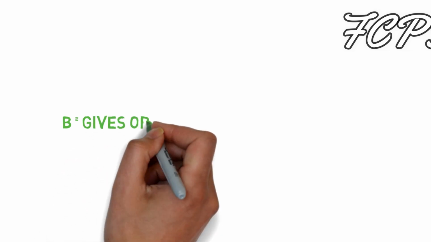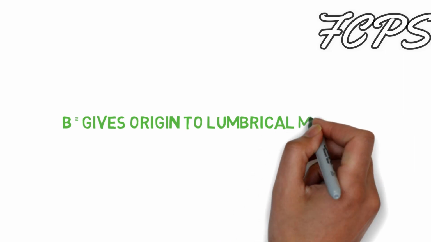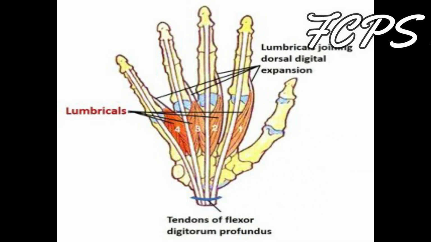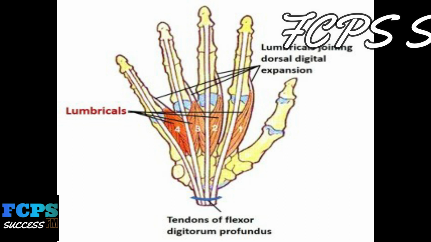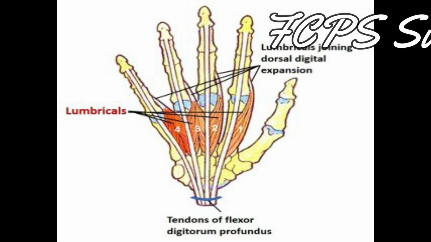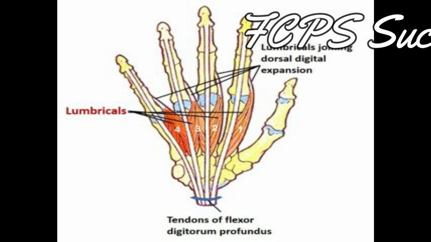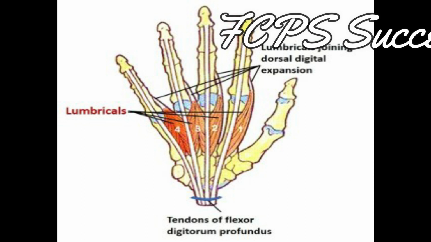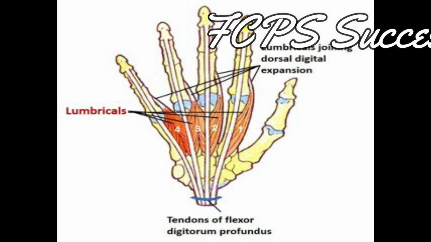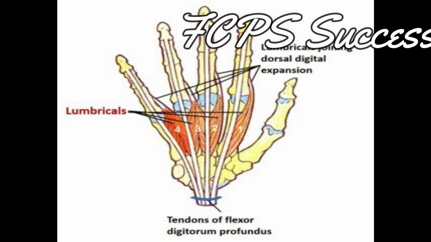So the correct answer in this scenario is option B. It gives origin to lumbrical muscles. Rest of the options are false because it is attached to terminal phalanges of fingers 2 to 5, and its innervation is medial part by ulnar nerve and lateral part by median nerve, and its origin is proximal 3/4 of ulna.